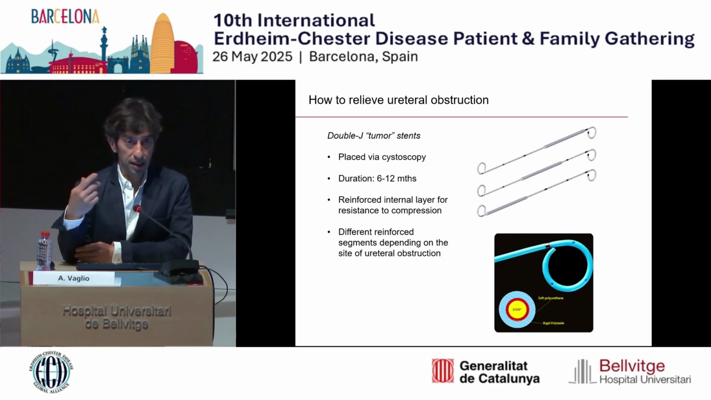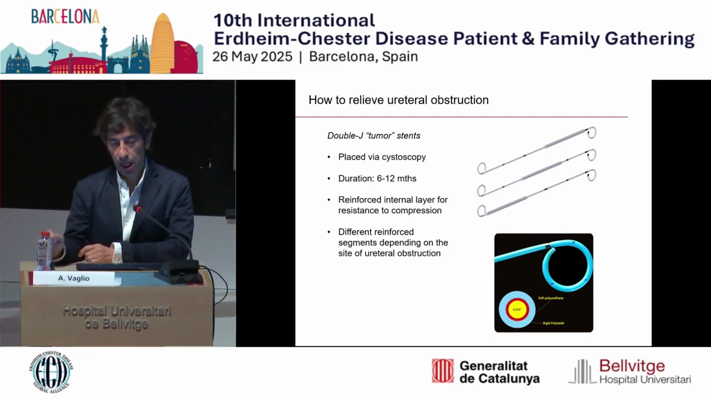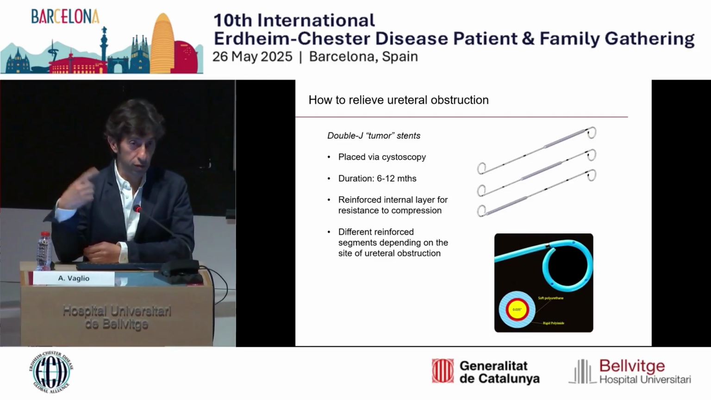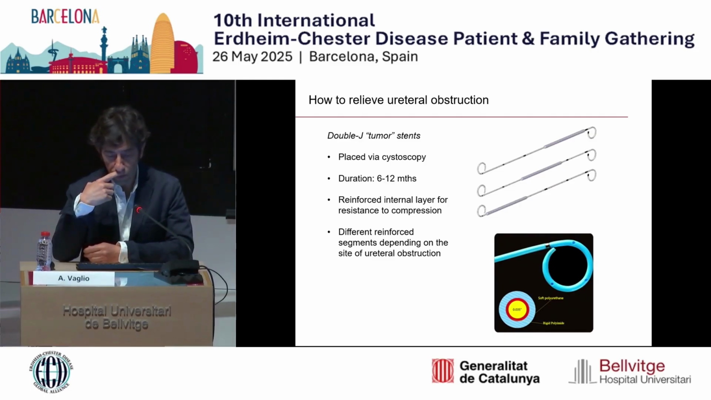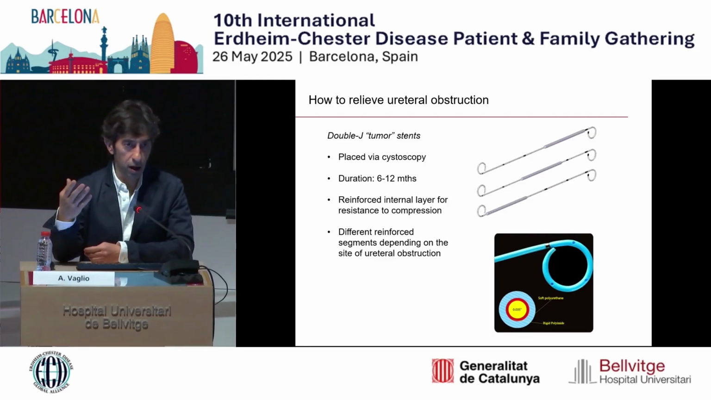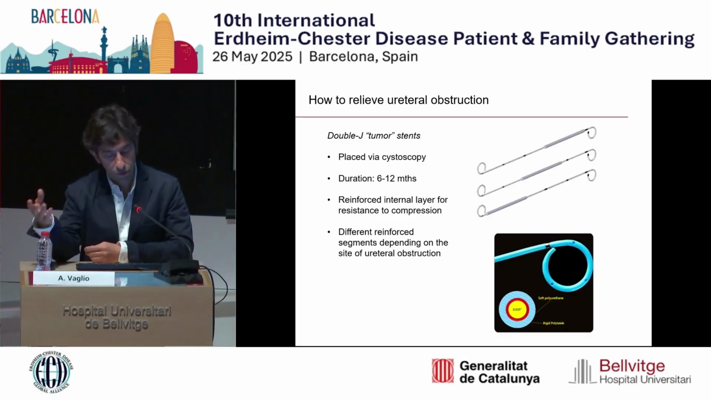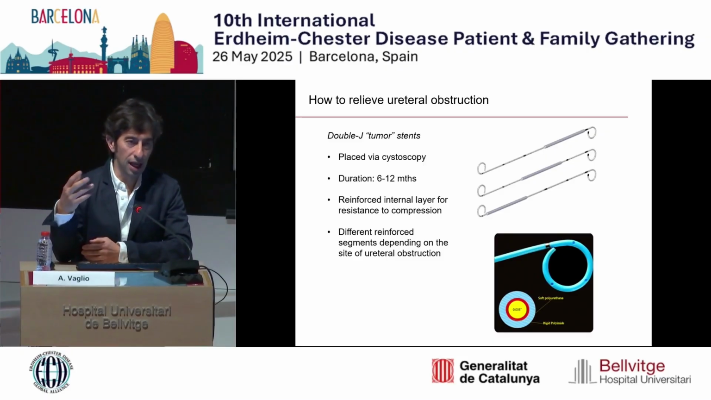The problem is that the stent is a foreign body, so as a foreign body, it facilitates infections. Sometimes it's irritating, so you can have blood in the urine when you have a stent. Sometimes it causes pain. The stent causes pain itself. So it's not easy, and normally you have to replace them every 6 months, and these tumor stents probably every year, but nevertheless, it's nothing permanent.